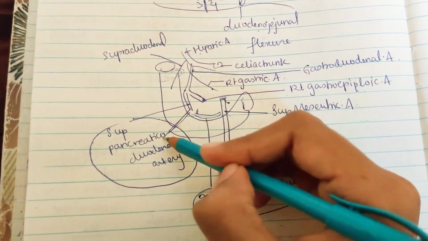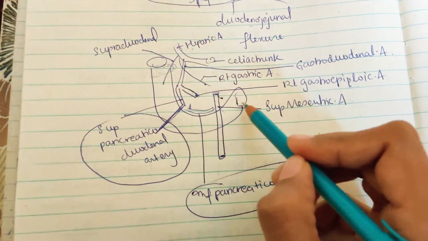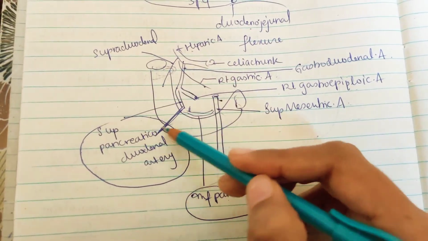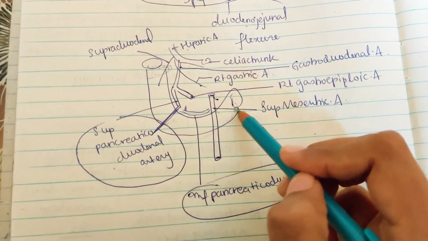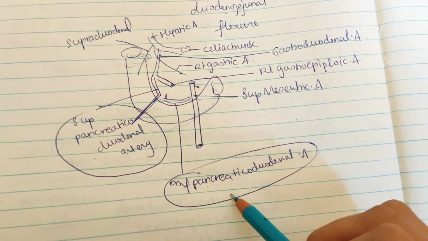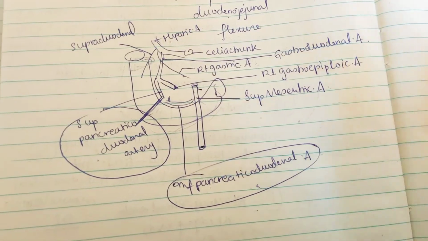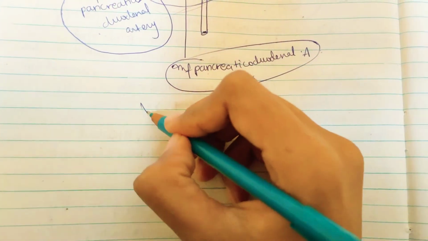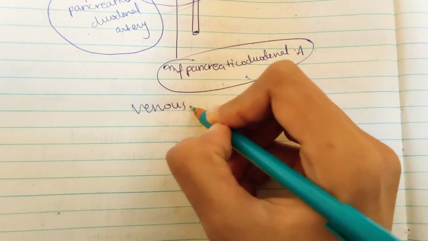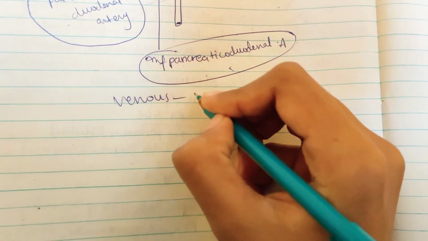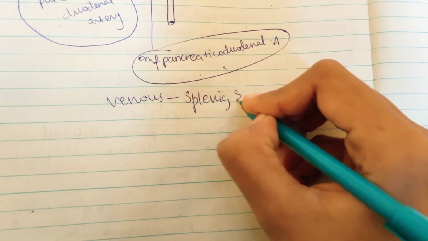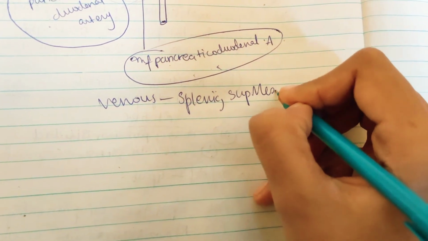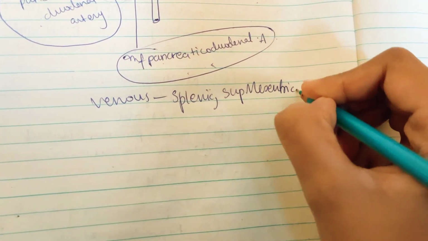Remember that till here it is a part of foregut, and from here it is part of midgut. The foregut part is supplied by the superior pancreatico-duodenal artery. The midgut part of the duodenum is supplied by the inferior pancreatico-duodenal artery. Now let us discuss venous drainage. The venous drainage of the duodenum is mainly into the splenic, superior mesenteric, and portal veins.